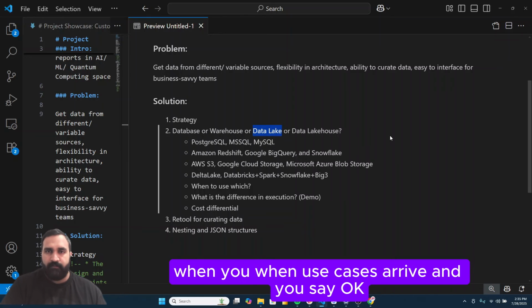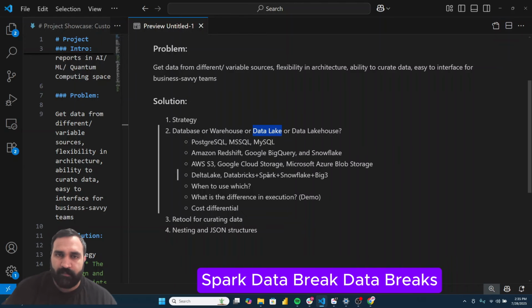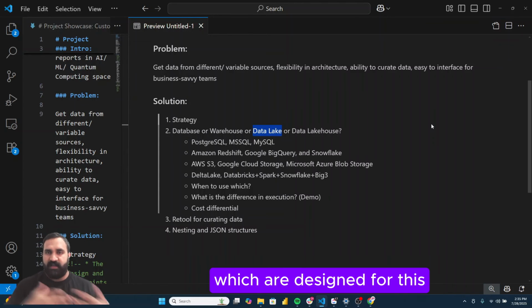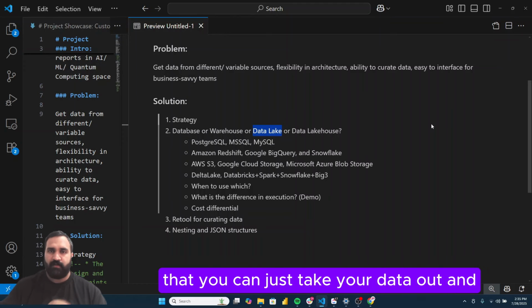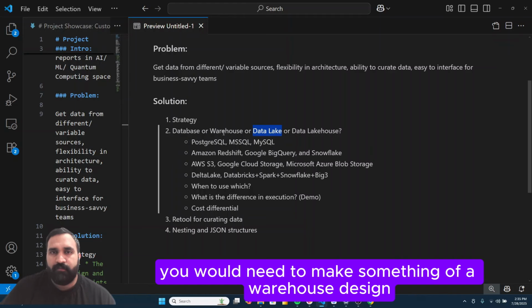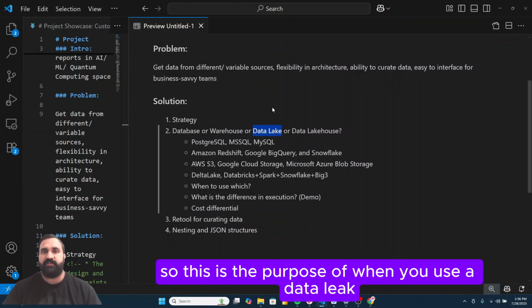And then when use cases arrive and you say, okay, now I want to query my data, you use something like Snowflake, Spark, Databricks. These are really popular tools designed for this, so that you can just take your data out and build your design. But even then, you would need to make something of a warehouse design. So this is the purpose of a data lake.